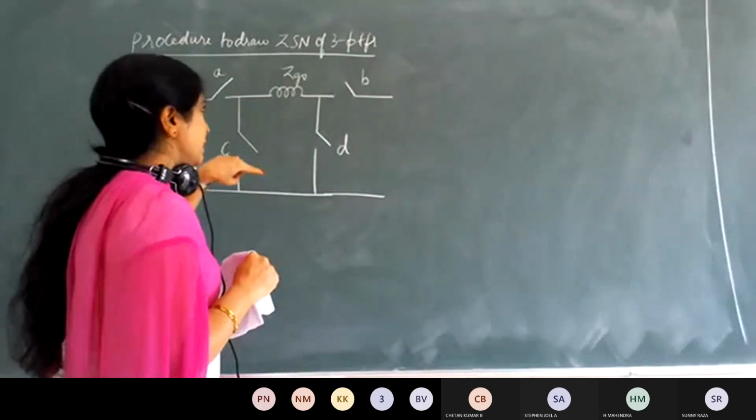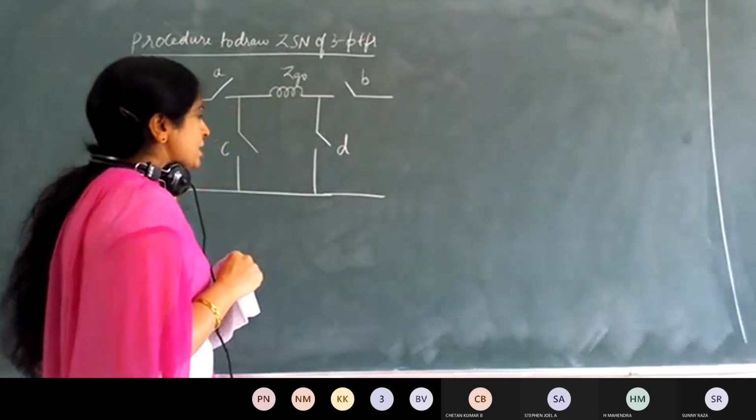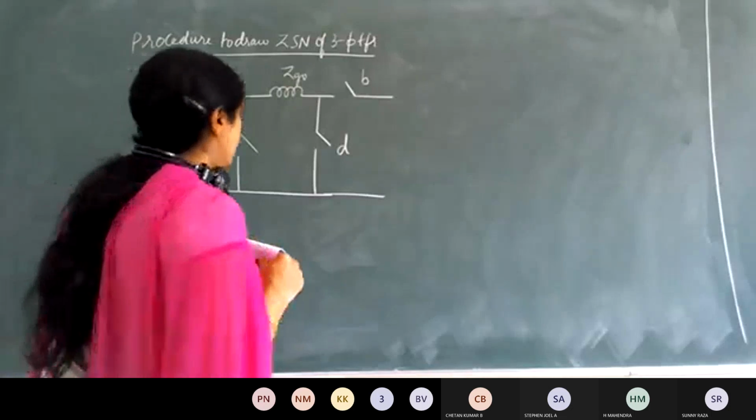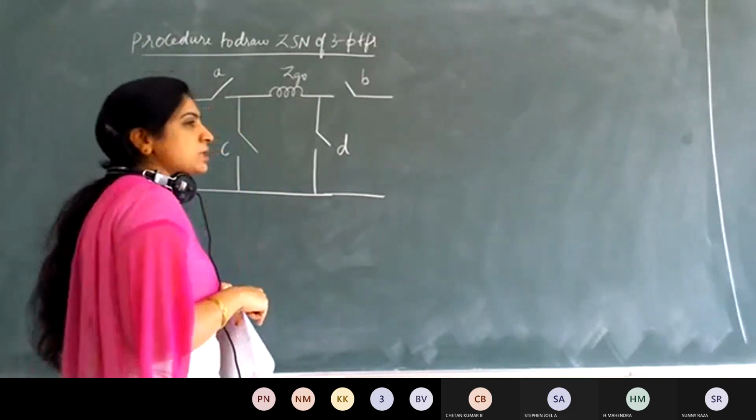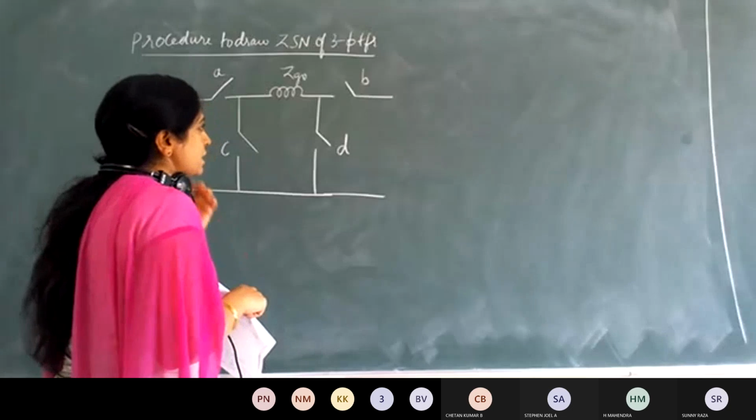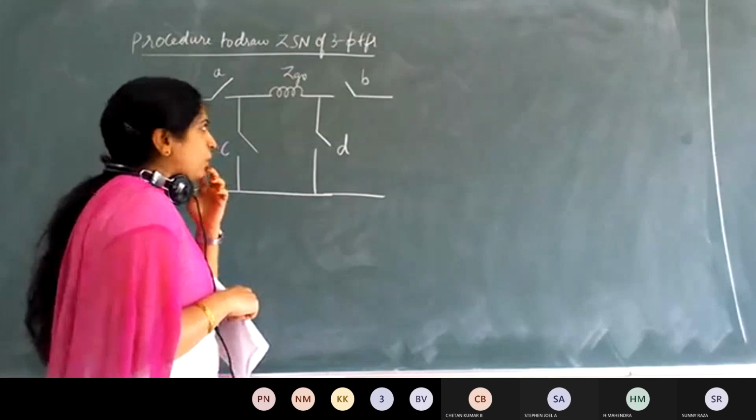So you can see here we have totally 4 switches, A, B, C, D. A and B are series switches, C and D are parallel switches here. Now, when do these switches have to be closed, and when do they have to be kept open? So let us understand the concept.